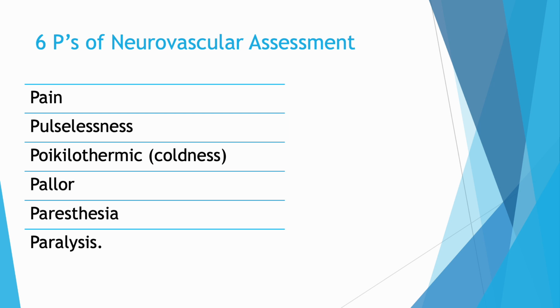So you assess the limb for pain, pulselessness, poikilothermia, which means coldness, okay, pallor, which means pale, paresthesias, which could mean like pins and needles, and paralysis, which means the leg or the limb cannot move, okay? So those are the 6 Ps of neurovascular assessment. And you would do this every 15 minutes when a patient first comes out from a cardiac cath or an angioplasty. But you also do this assessment on anybody that you suspect has vascular disease.